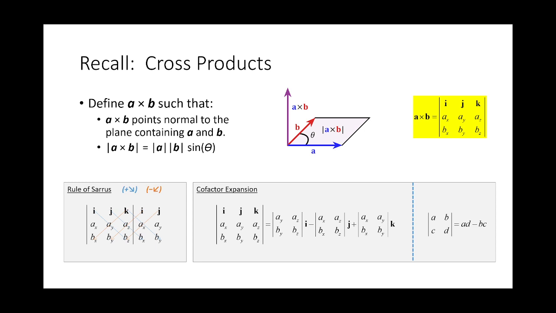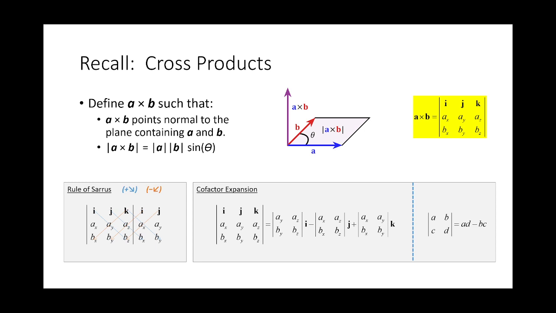We have a vector A and a vector B, and we multiply them to get another vector, okay? So what's the deal with that other vector? Well, in order to define a vector, you need a magnitude and a direction. The direction of this vector is normal to the plane formed by A and B. But the magnitude of this vector is equal to the area of this parallelogram.